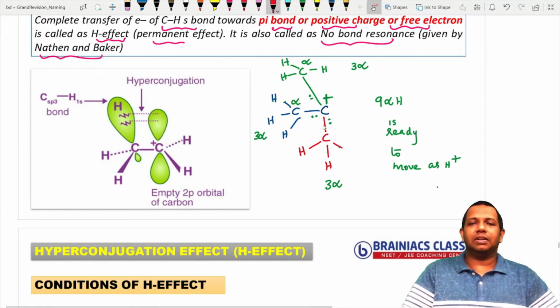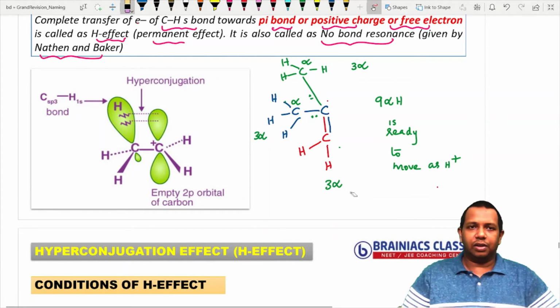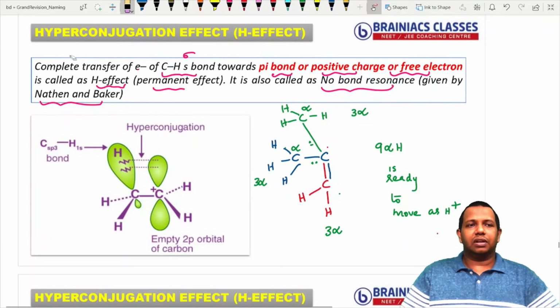Then what will happen? This pair of electrons will move towards this carbon to help it move into the p orbital. So in the next step, it will form a double bond here. Then the deficiency will be lost. This process is called hyperconjugation. I hope it is clear for you. Now you can read the definition.